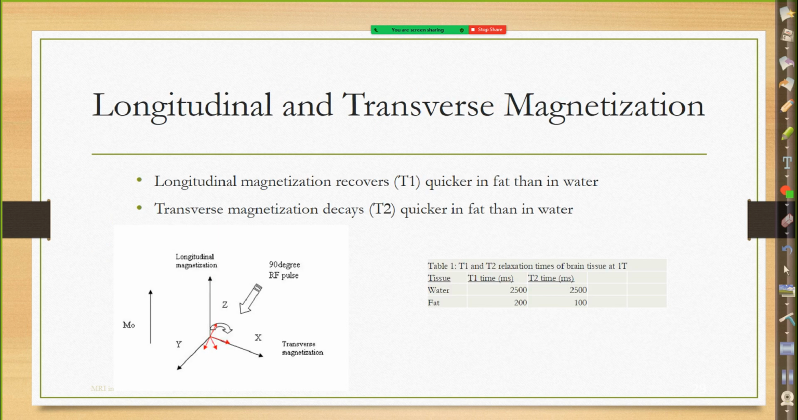So here's just kind of a summary slide. The longitudinal magnetization recovers quicker in fat than water, and the transverse magnetization decays quicker in fat than in water. And here are the times. And once again, it's all field strength dependent. So all these numbers are going to be different based on our field strength. But for this test, all you'll have to know are the numbers at 1 Tesla.